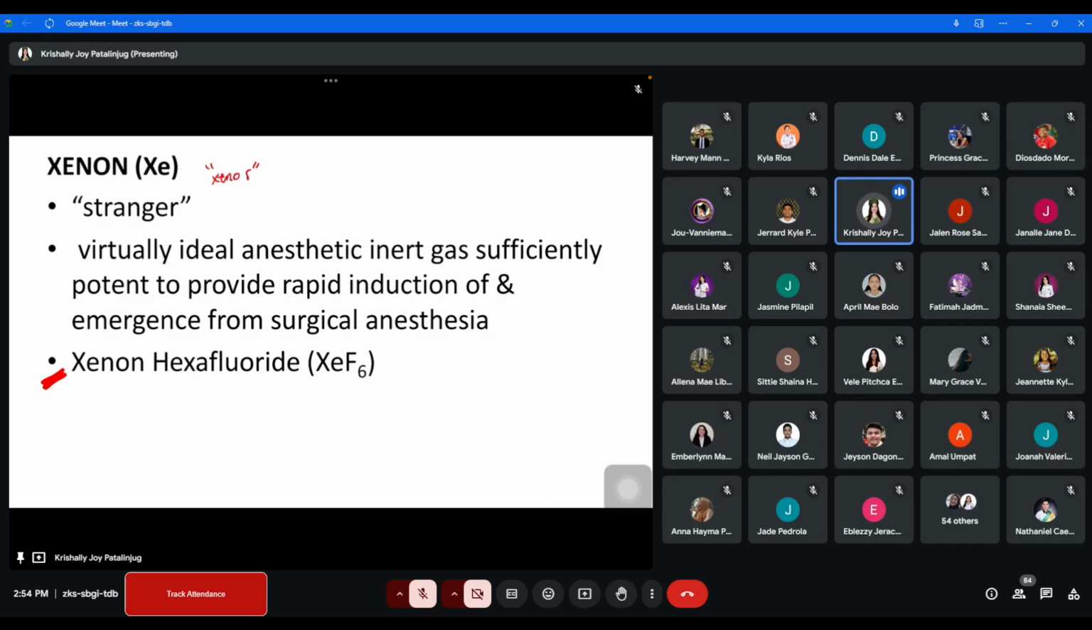So, si xenon tend to form xenon hexafluoride, and yung use ng xenon generally as a gas. An ideal anesthetic inert gas. Potent to provide rapid induction anesthetic.